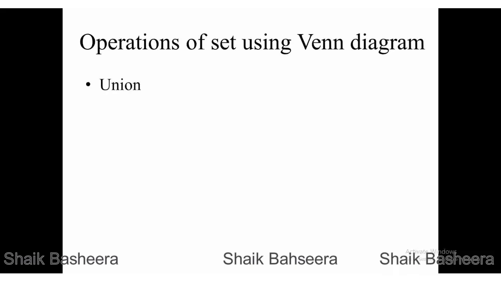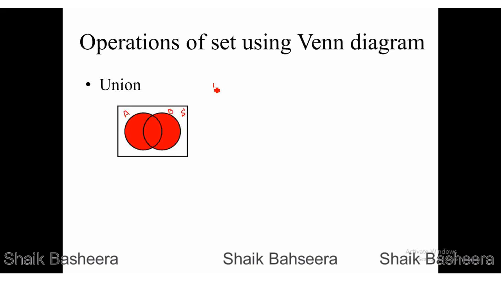The first one is union. Here we have two sets named A and B in the corresponding universal set S. The union represents all the elements of both A as well as B, formed together as a union and represented by A union B.